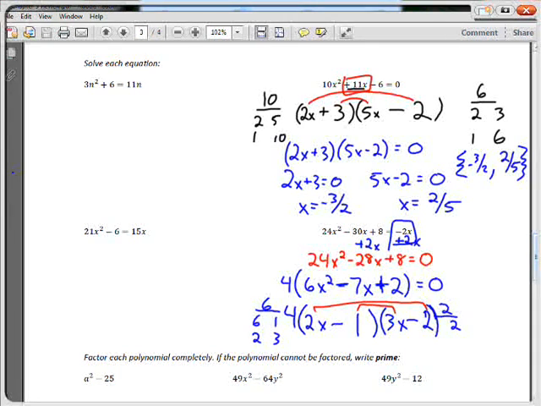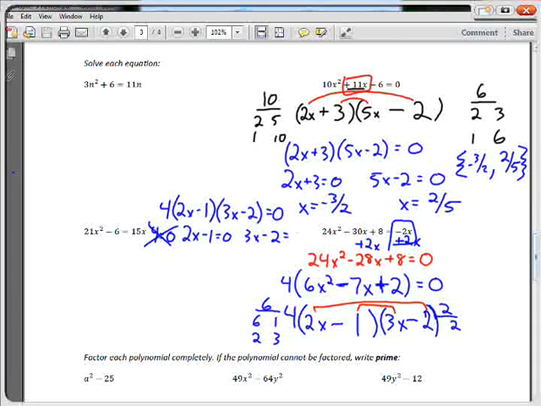Don't forget your 4 out front here. So my equation now is going to look like this. 4 times 2x minus 1 times 3x minus 2 is equal to 0. So I know then that either 4 equals 0, which we know isn't true, or 2x minus 1 equals 0, or 3x minus 2 equals 0.